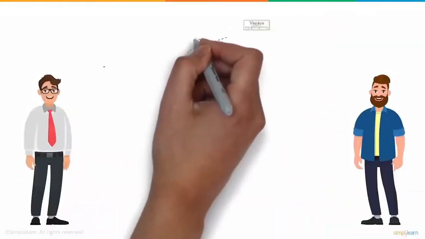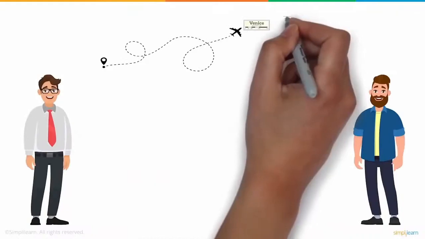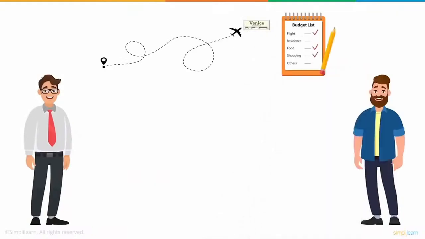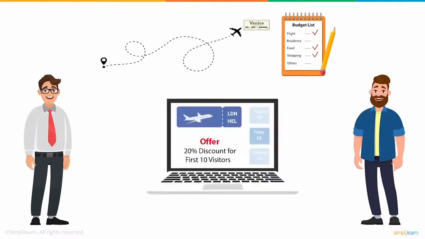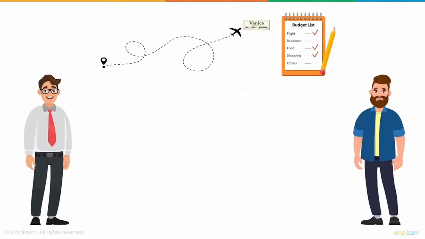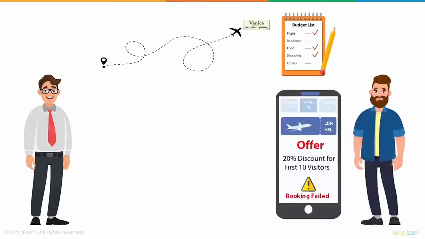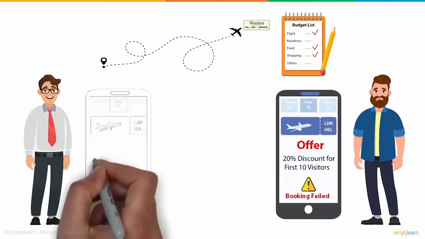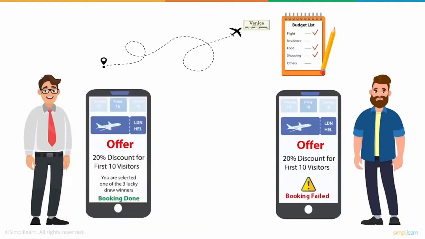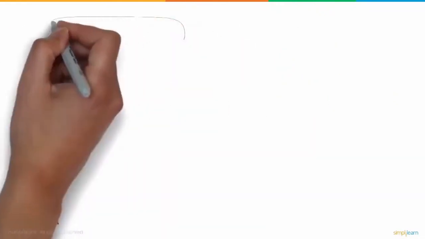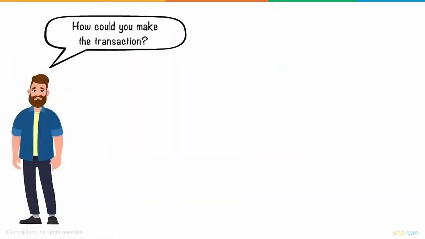Meet Frank and Daniel. One day they decide to go for a trip to Venice. They made a budget list for all their expenses like residence, flight, etc. They thought of making their bookings online from a site that offered discounts to the first 10 visitors on that day. While making their respective flight bookings, Daniel's transaction failed and he missed the offer going on. On the other hand, Frank paid his share very quickly and easily, and became one of the 3 lucky draw winners.